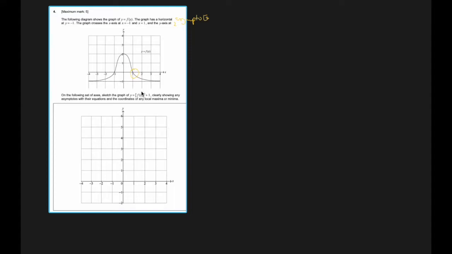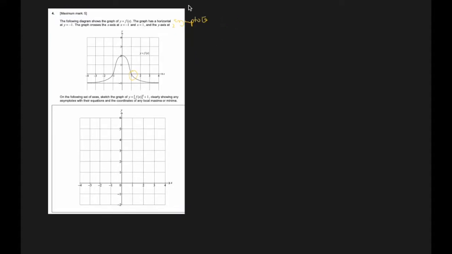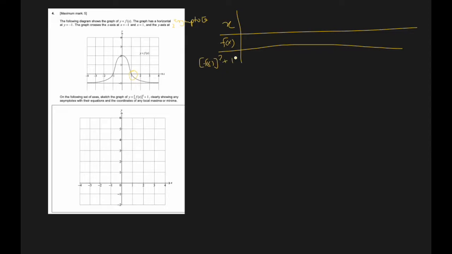Alright, since it is squared, that means the negative part will become positive, isn't it? So let's make a table and try to write the specific values for specific places. So x and f(x), and then it will be f(x) squared plus 1. First point, do we know something here? We don't know anything here. So we know only -1.